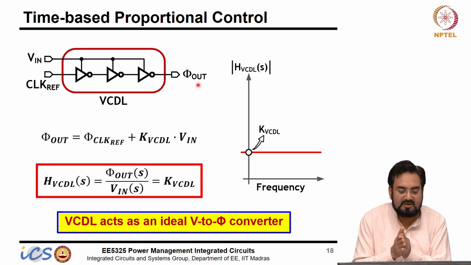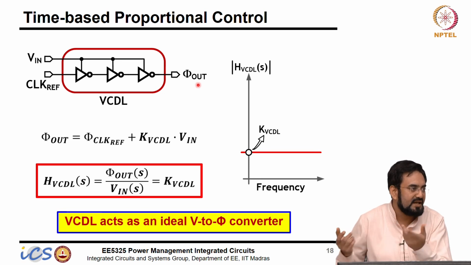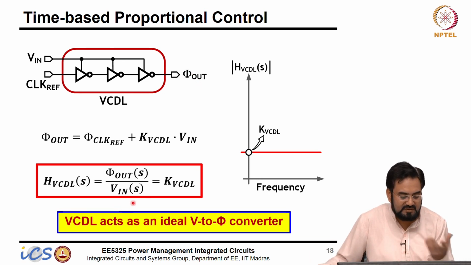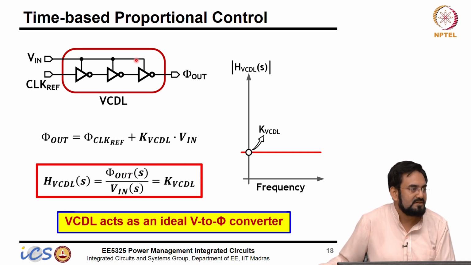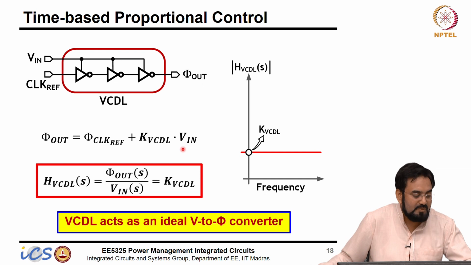So it is looking more like a gain: V out equals K times V in, here phi out equals K times V in. If you look at the transfer function, it will be only the gain of this VCDL, which is K VCDL. So you will get a flat curve. But doing a derivative component is not easy.